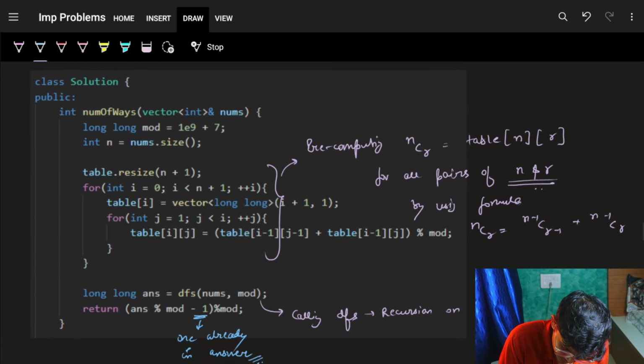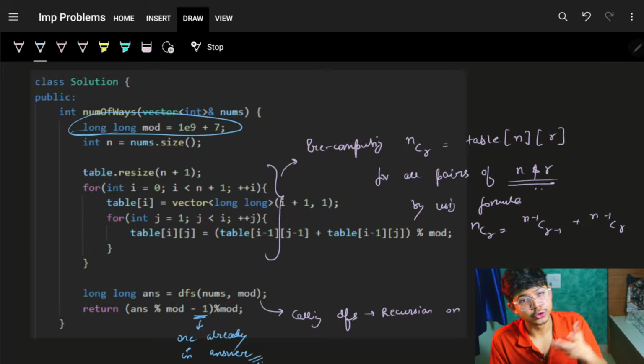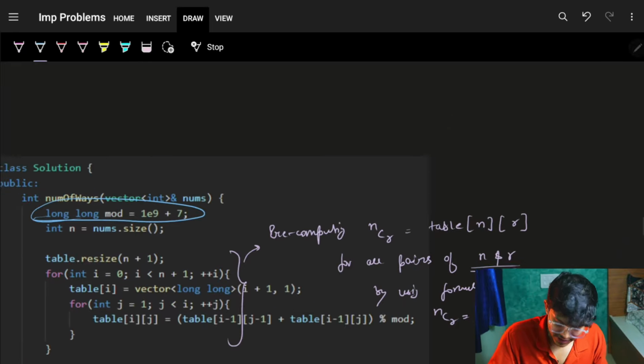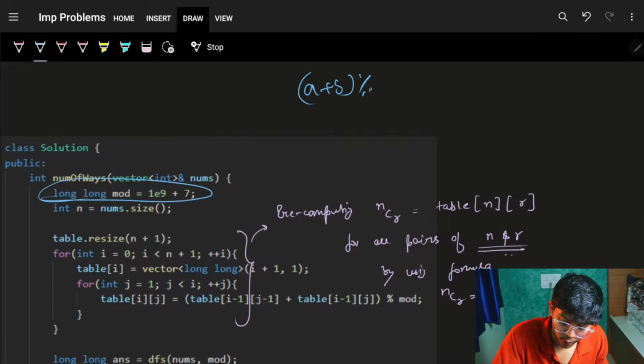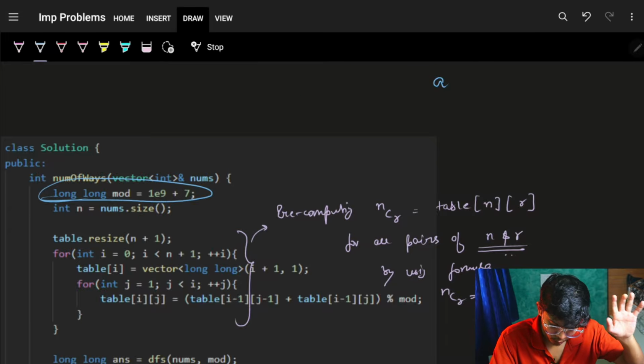One thing for sure, this is my main function. I just have this mod which will be used to do a modulo at every step. Even if I add a plus b, I need to do a mod m. If I do a multiplication a into b, I need to do a mod m. Anything I do, I need to do a mod m.